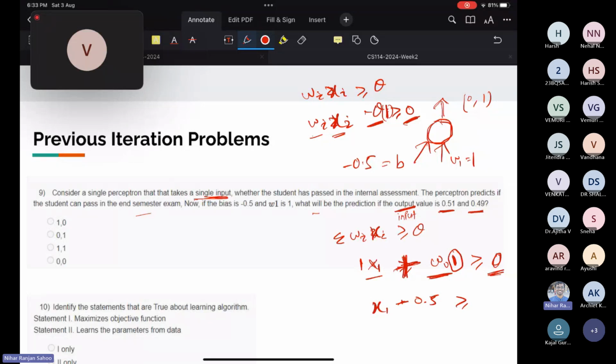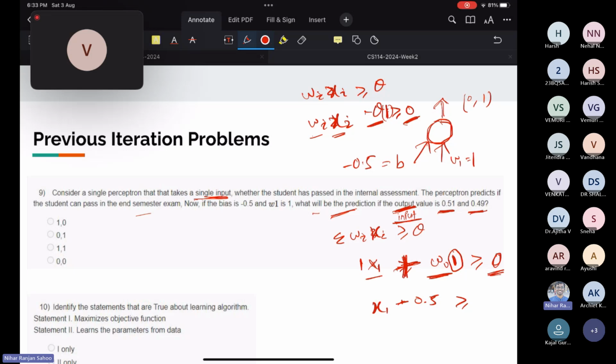Okay, so there is a mistake in the question. It's not output value, it should be input values. Prediction meaning we are trying to predict the output values. So given value to us should be input. So given input values are 0.51 or 0.49, in both scenarios, what will be the corresponding output value?